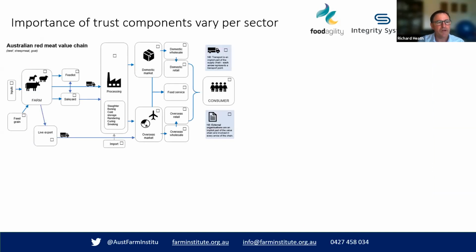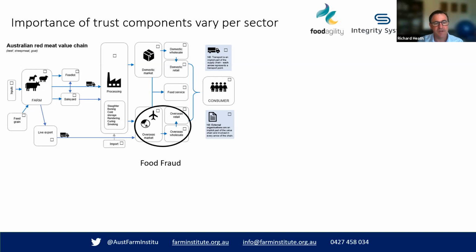Now, it's important to understand, and this goes to the original premise in understanding how technology applications can be used to address trust breakdowns and what the value of those technology applications might be, that trust within value chains is not homogeneous across different value chains and across different sectors. It varies enormously in terms of where trust is more likely to break down and what the importance of trust components are between different value chains.